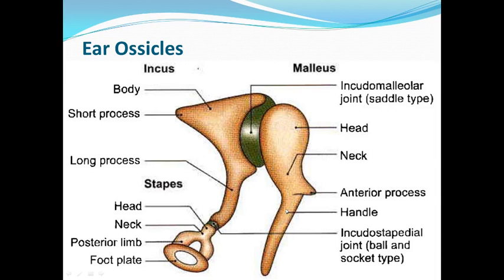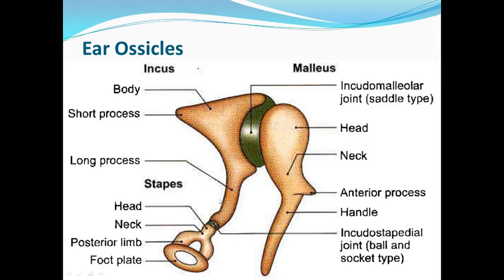Now the last but not the least is the lower part, the handle, which is extending downwards, backwards, and medially, and it is attached to the upper half of the tympanic membrane. You can remember from the lecture on the tympanic membrane that I told you this handle is in relation to the upper half of the tympanic membrane. The tip of the handle is the point of maximum convexity of the tympanic membrane, which is known as the umbo. Now talking about the second ear ossicle, that is the incus.